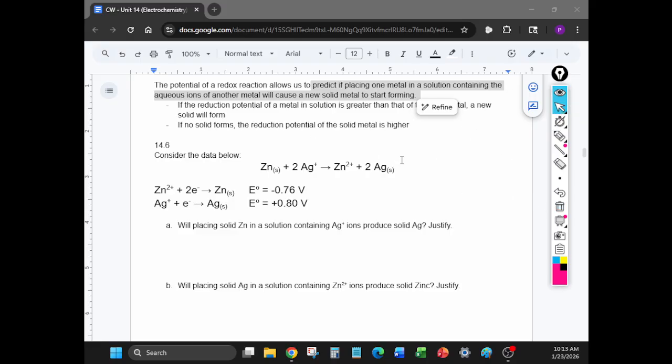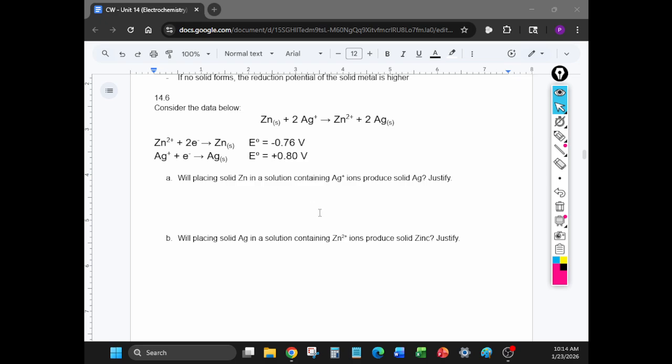All right, so we have this information right here, but before we look at it, let's just look at the problem and figure out what it's asking us to find. So part A is asking, will placing solid zinc in a solution containing Ag plus ions produce solid Ag? And then you want to justify. So before we start, I'm going to color code this for you. I am going to color code zinc as red, and we're going to color code Ag as blue, just so that we can visualize it a little better.